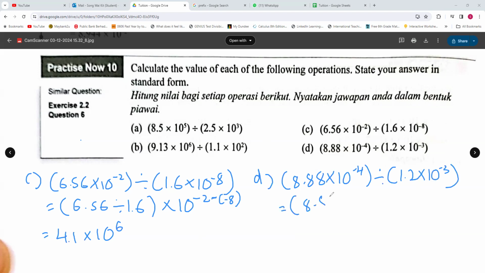So 8.88 divided by 1.2 times 10 power negative 4, that's what you've seen at the start, minus negative 3. Okay. Kenneth, what's 8.88 divided by 1.2? 7.4. Okay, now what's negative 4 minus negative 3? Negative 1. Okay, and that concludes practice now 10.